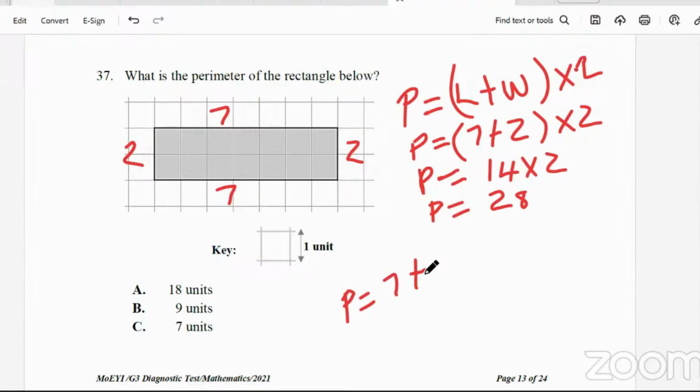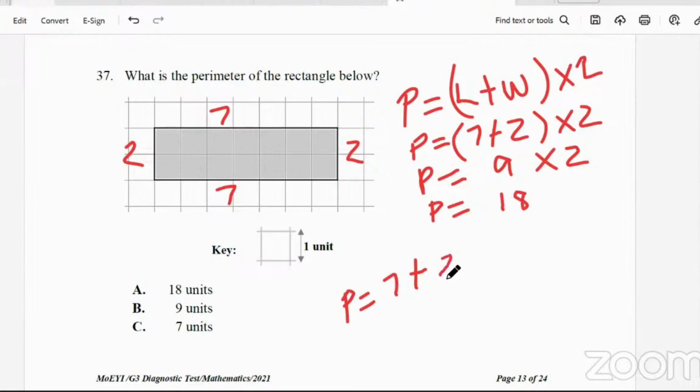I did something completely wrong. 7 plus 2 is 9. I don't know where I got 14 from. So the perimeter is equal to 9 times 2. And you have to be careful of these mistakes, guys. That's why we have to recheck from time to time to make sure that we are doing the correct thing.